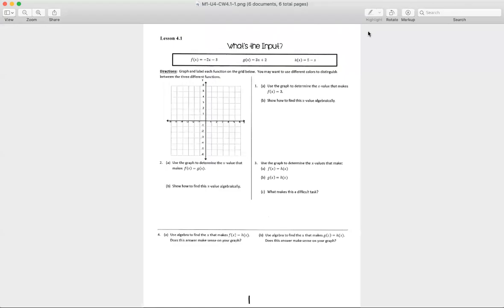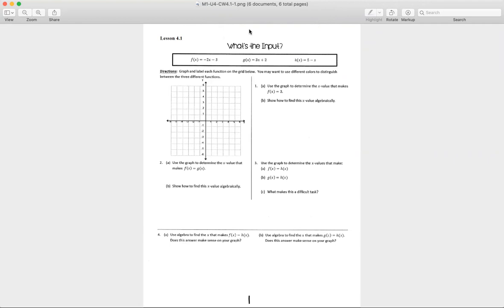Hello everyone. In this video, we will go over lesson 4.1 on basically graphing functions. So the document here said, what's the input? We have three functions: f of x equals negative 2x minus 3, g of x equals 3x plus 2, and h of x equals 5 minus x. So the directions say graph and label each function on the grid below.